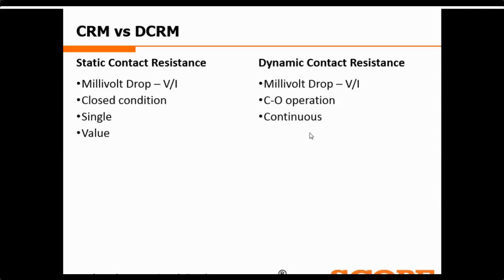So in CRM we only have a single value, but here with the help of continuous samples, we are getting a signature or graph of both the current and the resistance. The current will be the injected current, that is the 100 ampere current while we are injecting, and the resistance will be based on the condition of the circuit breaker contacts. So this is the basic difference between CRM and DCRM.